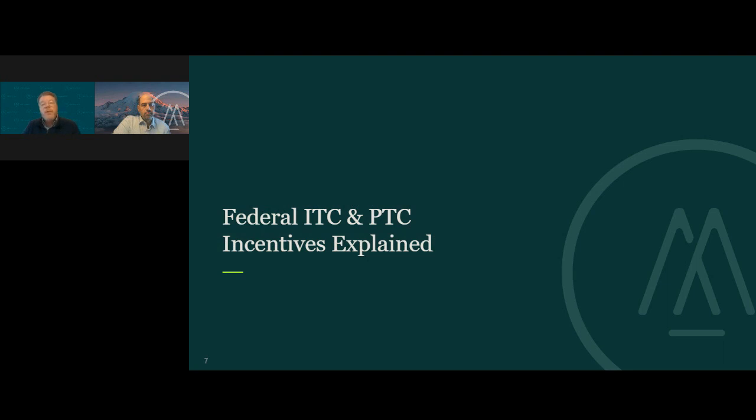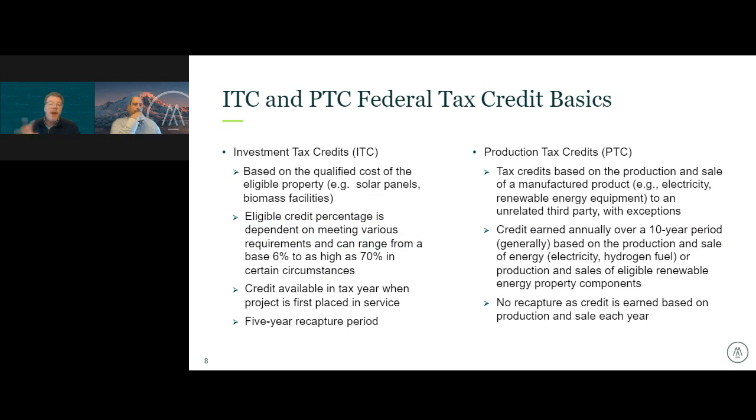All right. So when we talk about these types of programs, there's really two types. There's something called an ITC and a PTC. And when we say ITC or PTC, it's short for either an investment tax credit or a production tax credit. And they sort of fit into two different types of buckets, except for a handful of credits that we'll talk about at the end of the presentation.